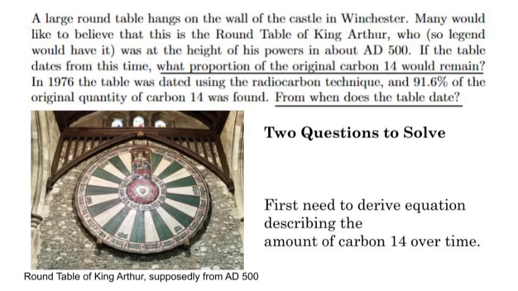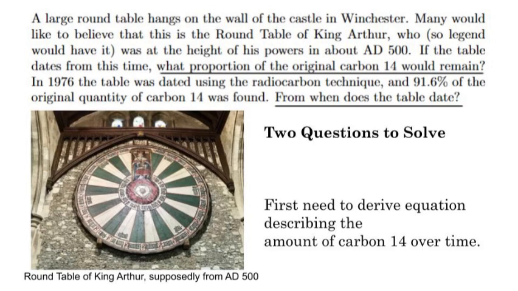There are two questions to solve here. The first is that if the table is in fact from AD 500, what proportion of the original carbon-14 would remain today in 2025? The second is that if in 1976 the table was dated and 91.6% of the original quantity of carbon-14 was found, what year then does the table date? Does it in fact date from AD 500?